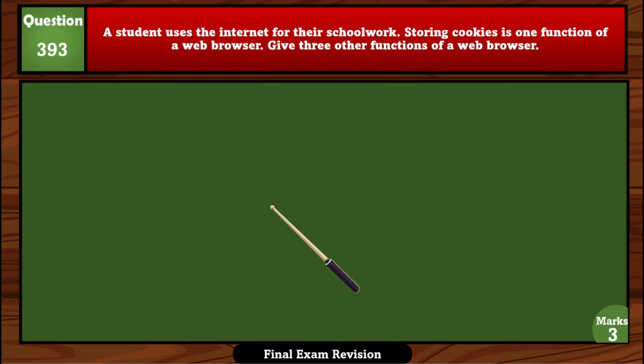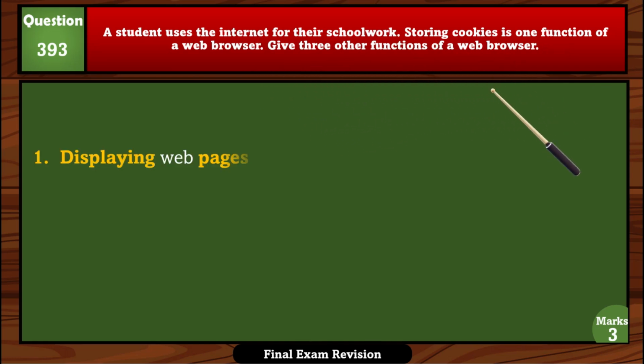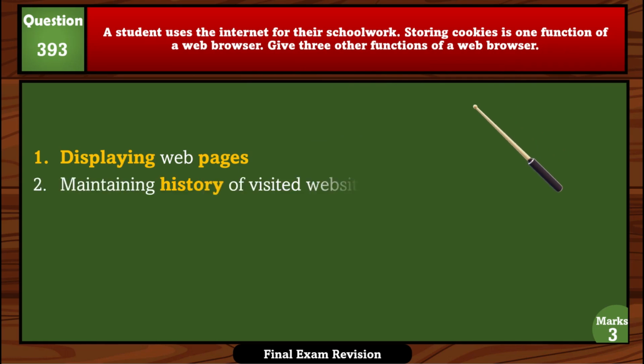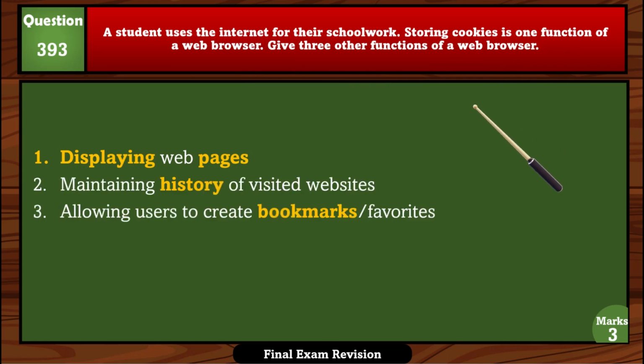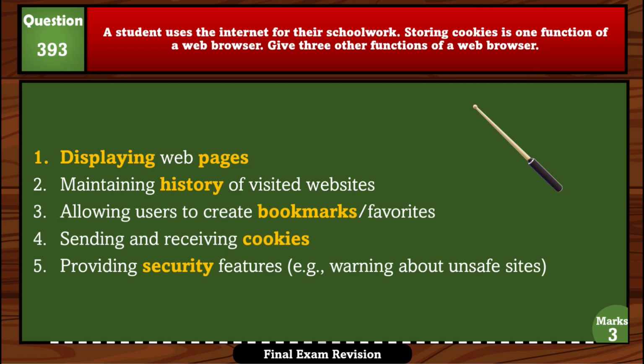Question 393. A student uses the internet for their schoolwork. Storing cookies is one function of a web browser. Give 3 other functions of a web browser. So number 1, displaying web pages. Number 2, maintaining history for visited websites. Number 3, allowing the user to create bookmarks or favorites. Number 4, sending and receiving cookies. Number 5, providing security features. Example, warning about unsafe websites.